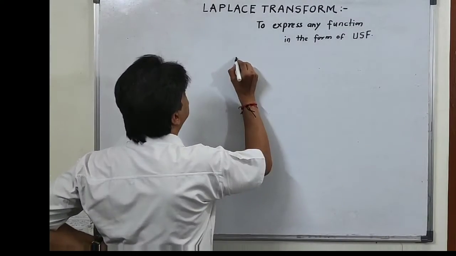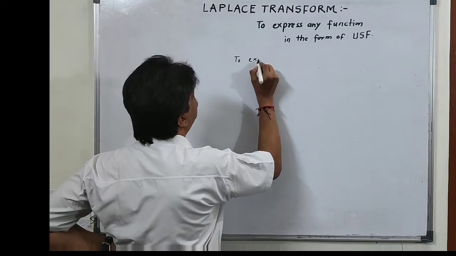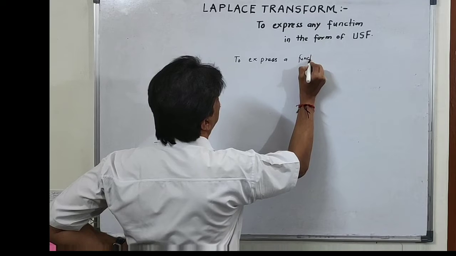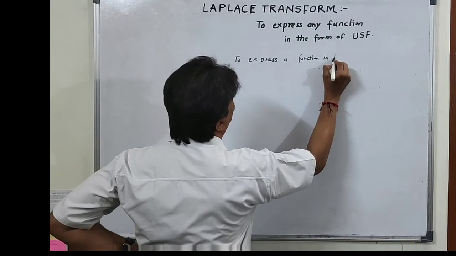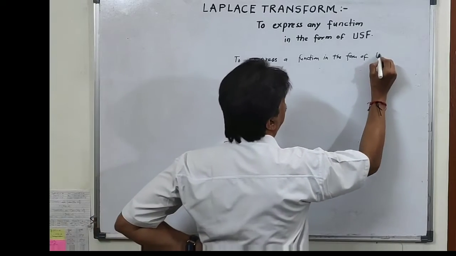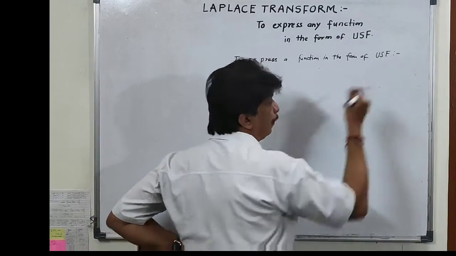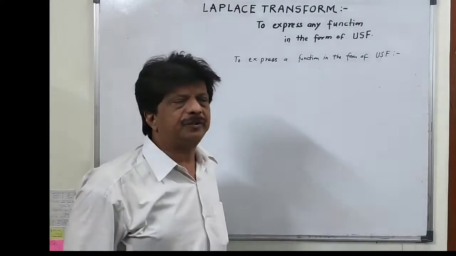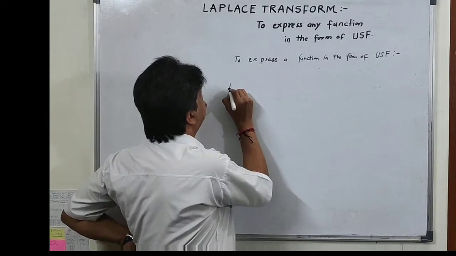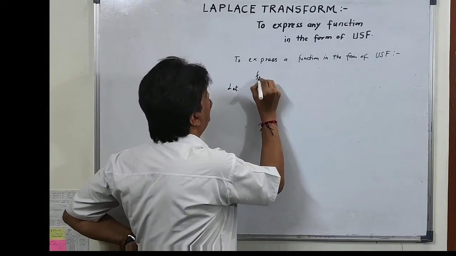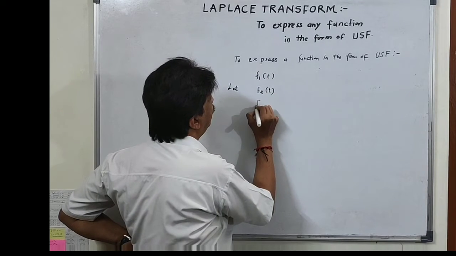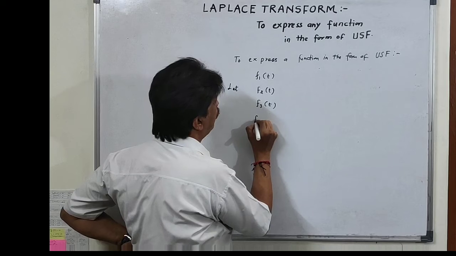Now, how to express a function in the form of USF. USF means unit step function. f1 of t, f2 of t, f3 of t and f4 of t.